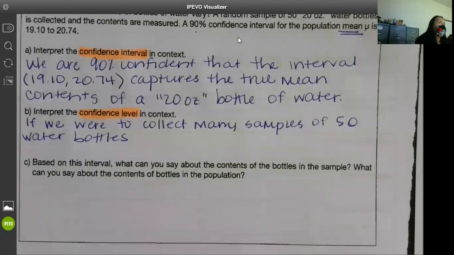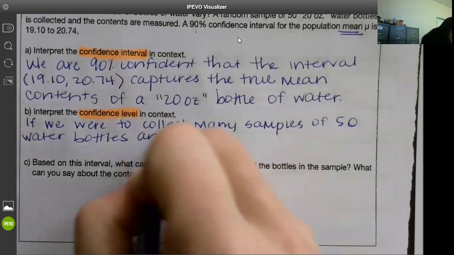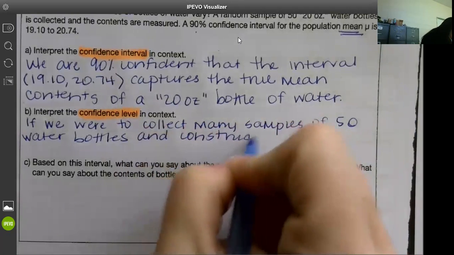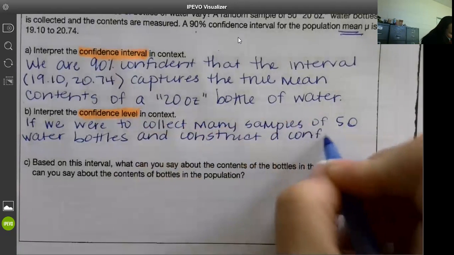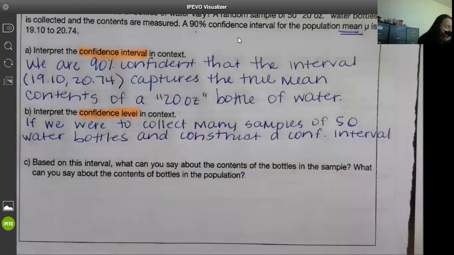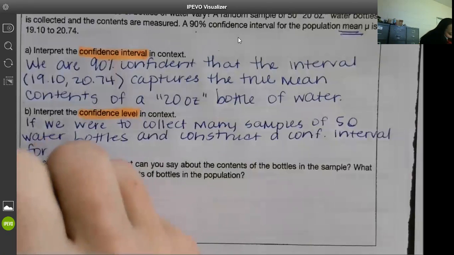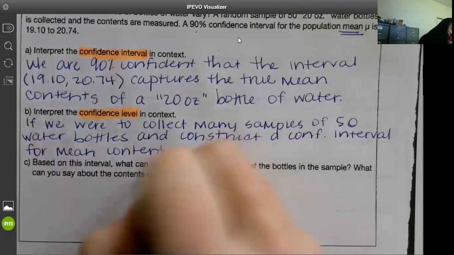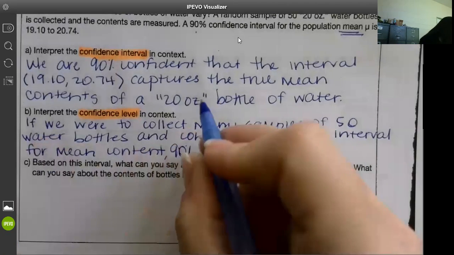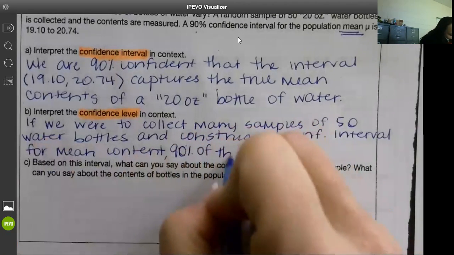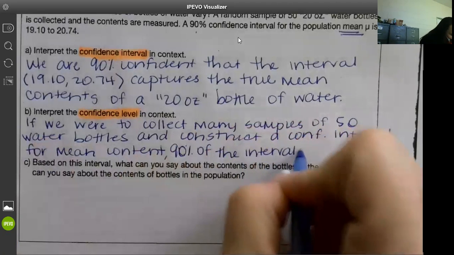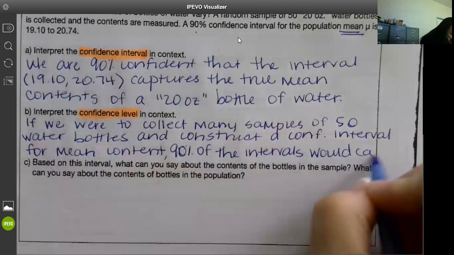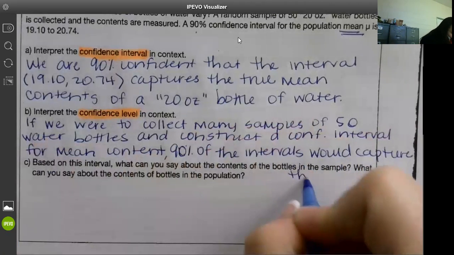All right, if we were to collect many samples of 50 water bottles, so that was our sample size, 50, and construct a confidence interval for mean content, 90% of the intervals would capture the true mean.